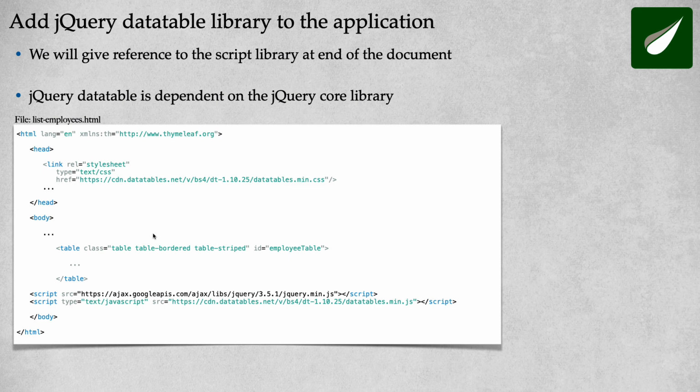So the first step is to add the jQuery data table library to the application. We will give a reference to the script library and the CSS library inside the Thymeleaf template. At the very end of the web page, just before closing the body tag, we will give a reference to the script library, and inside the head section we will provide a reference to the CSS library, and we will create an ID for the table, employee table.